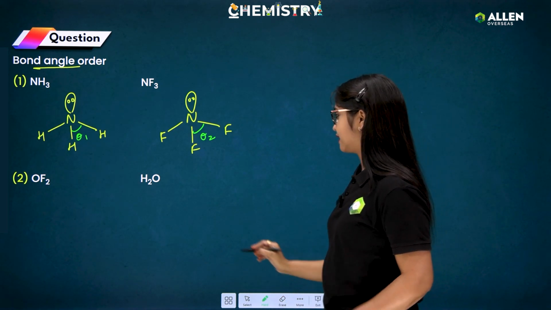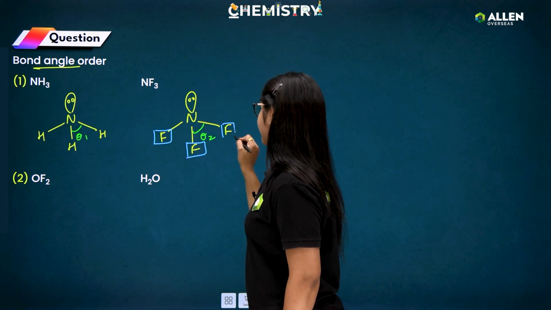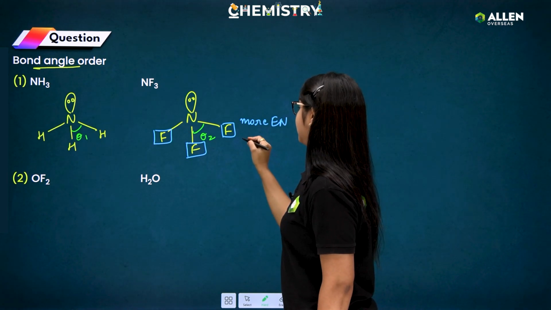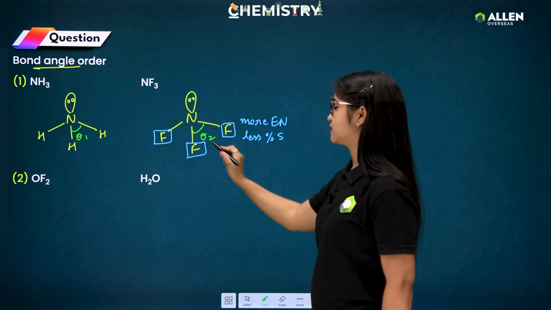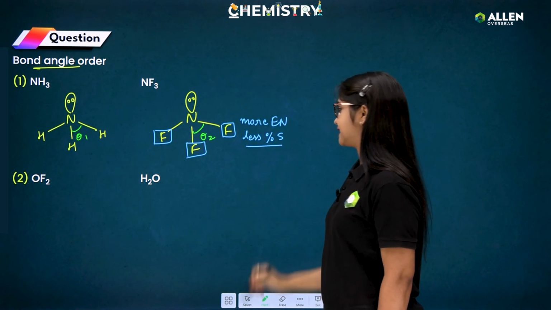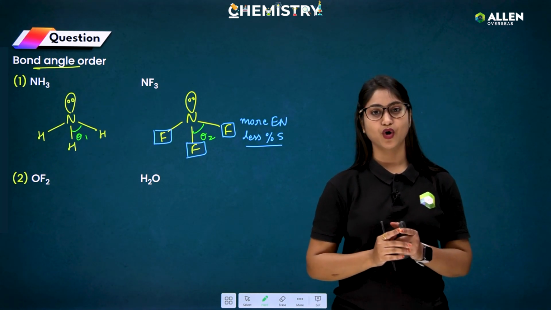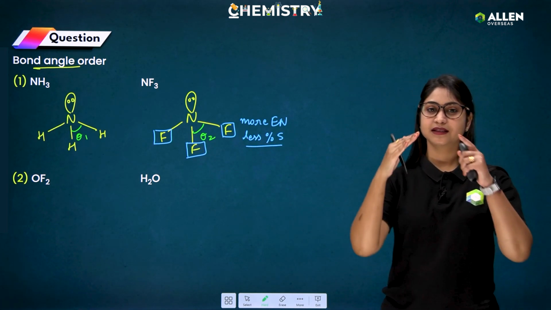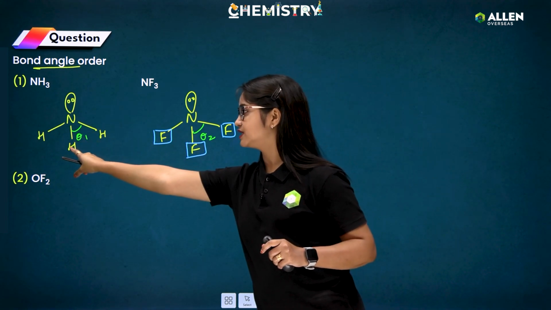So we know fluorine is a more electronegative element, so less percent S character. Less percent S character in these bonds. So these 3 hybrid orbitals will have less percent S character. Now you have to remember this point: whenever you are comparing the bond angle between bonds having less percent S character, that bond angle will be comparatively less compared to this molecule.